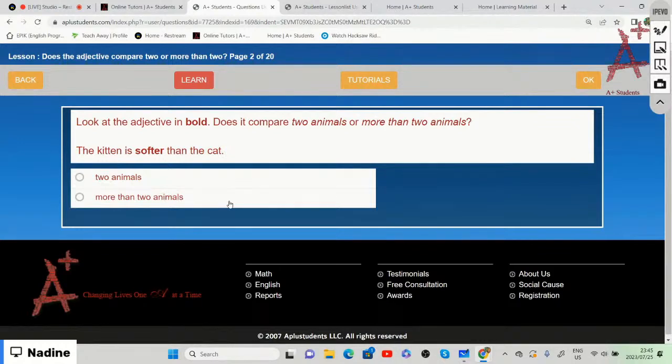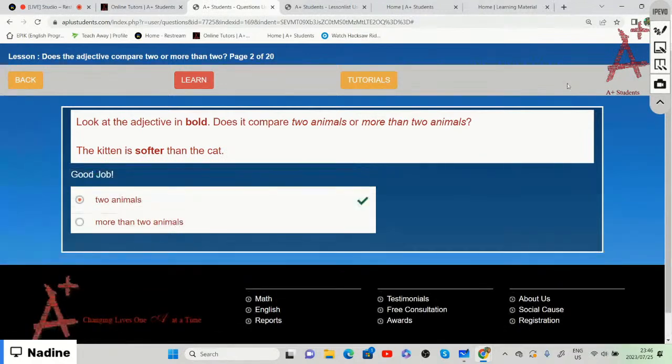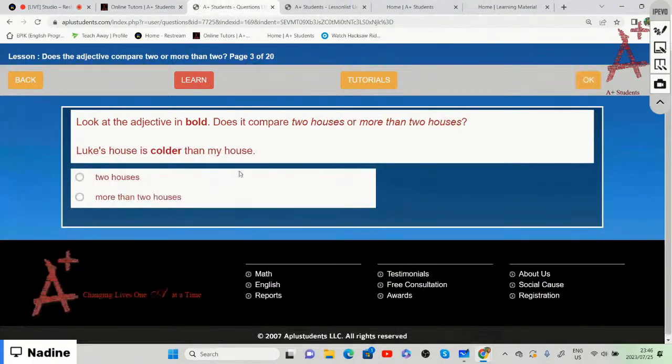So the word softer, does it compare two animals or does it compare more than two animals? The kitten is softer than the cat. Softer. All right, so in this case, it is saying that the kitten is softer than the cat. So they are comparing two animals, which is the kitten and the cat, and whoever is softer, and that is a comparative adjective.